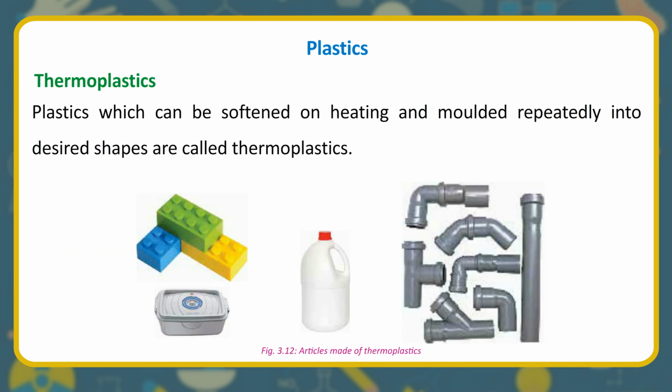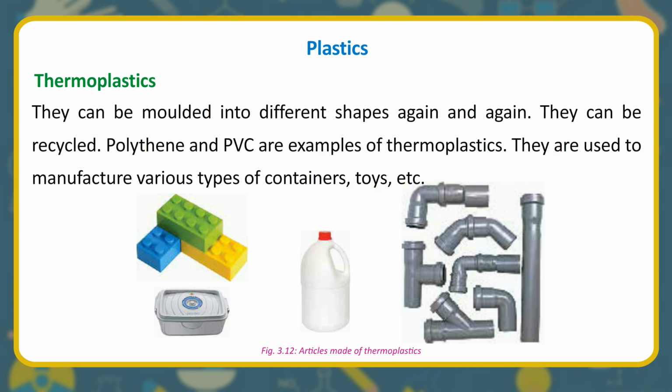Thermoplastics. Plastics which can be softened on heating and molded repeatedly into desired shapes are called thermoplastics. They can be molded into different shapes again and again. They can be recycled. Polythene and PVC are examples of thermoplastics. They are used to manufacture various types of containers, toys, etc.